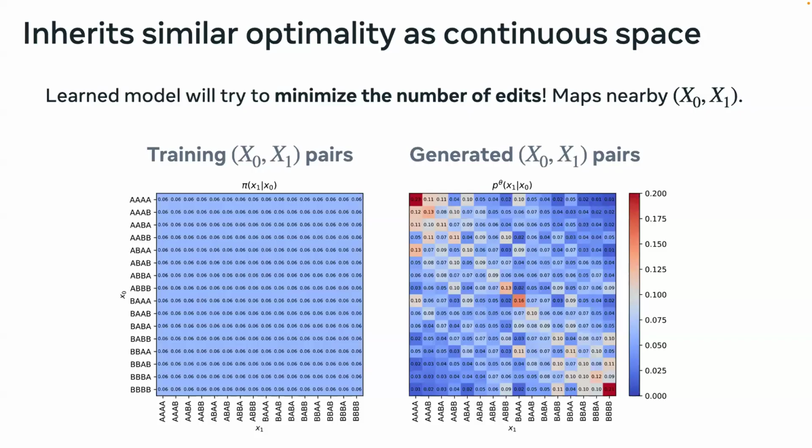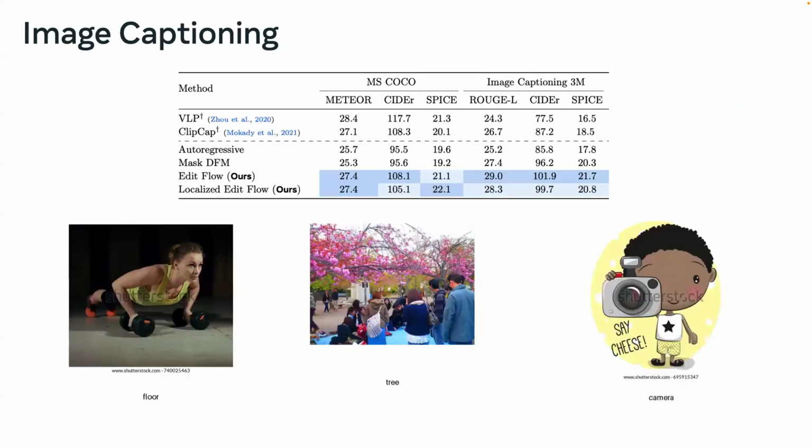I shouldn't be doing any edit operations at all, right? So the model is learning something a bit more optimal than the training signal. And so it's inheriting the same sort of behavior from flow matching in continuous space as well, which I thought was interesting. So in this initial work, we basically just did image captioning from scratch.